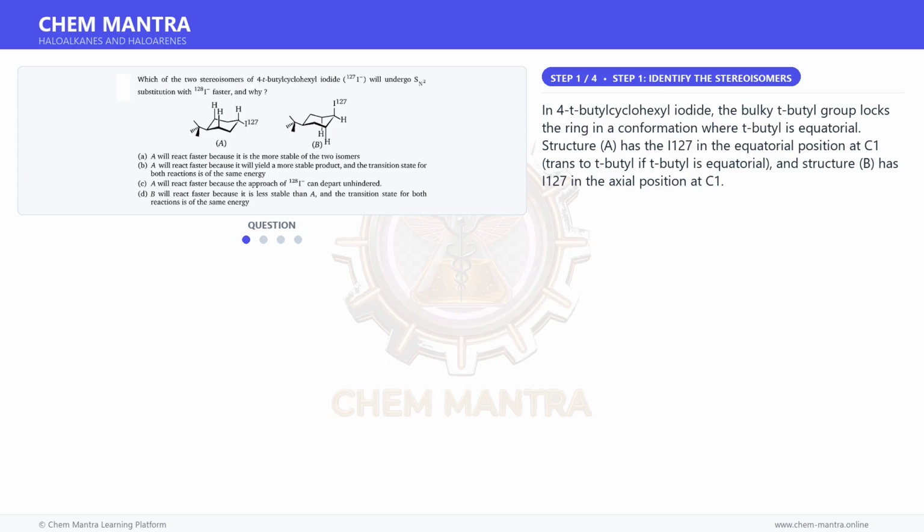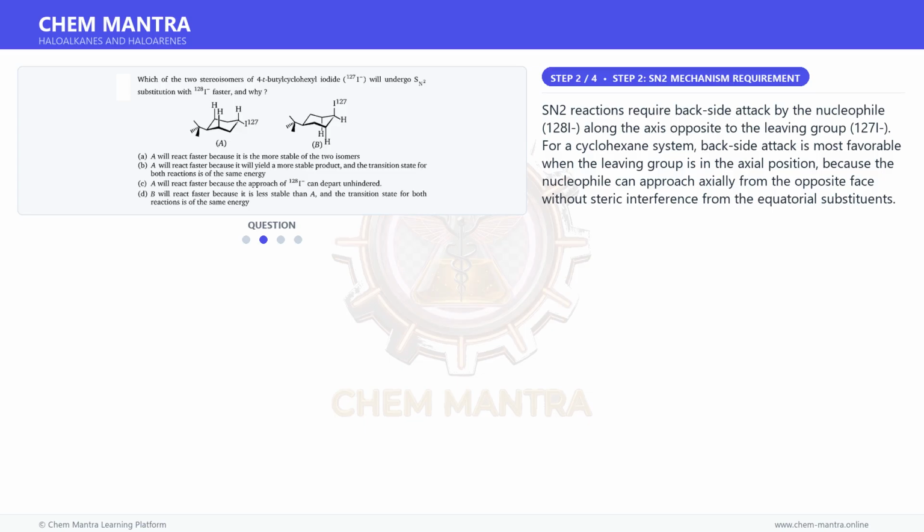In 4-tert-butyl iodide, the bulky tert-butyl group locks the ring in a conformation where tert-butyl is equatorial. Structure A has the 127I in the equatorial position at C1, trans to tert-butyl if tert-butyl is equatorial, and structure B has 127I in the axial position at C1.